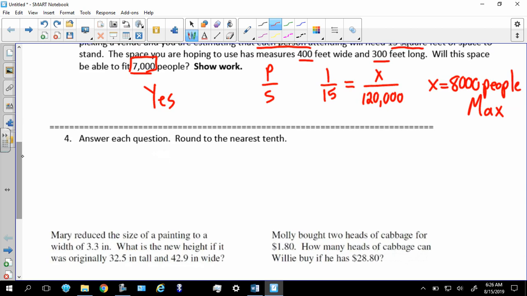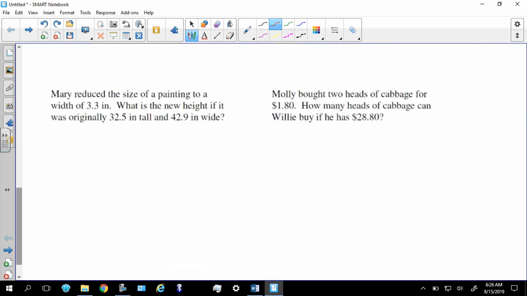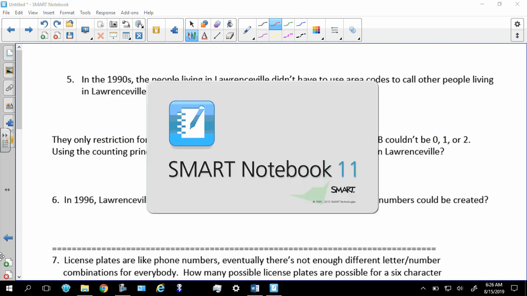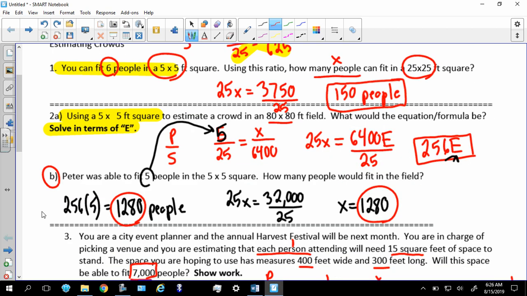All right. Answer each question around the nearest 10. All right, so Mary reduced the size of a painting to a width of 3.3 inches. All right, so, oh, hold on. Little technical difficulties here. Let's try this again.